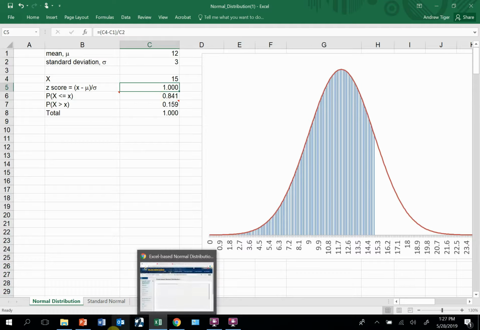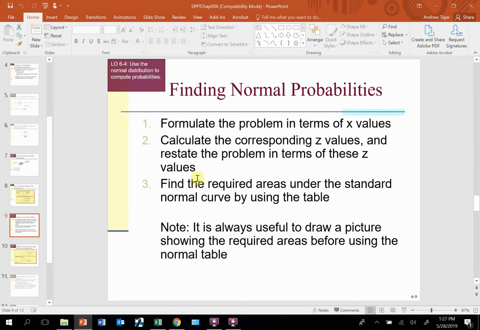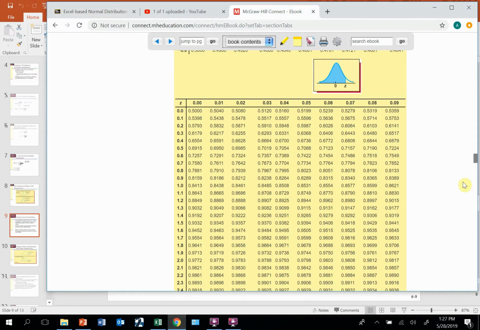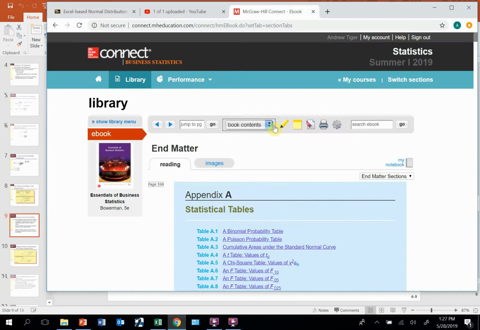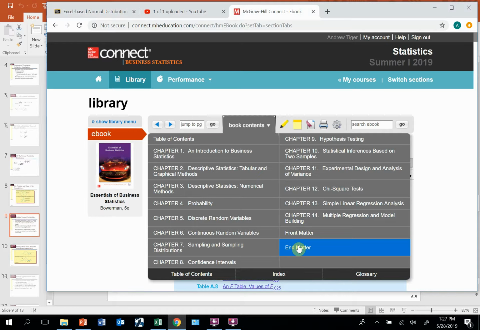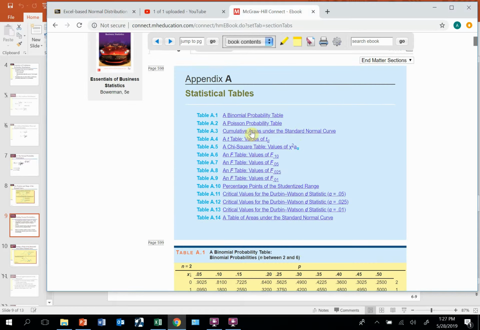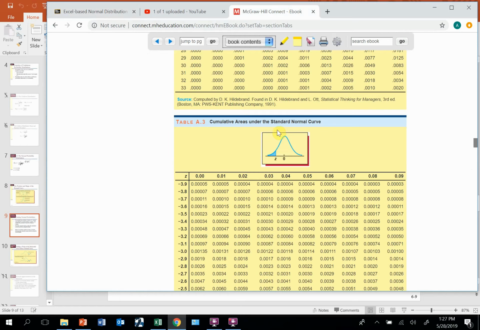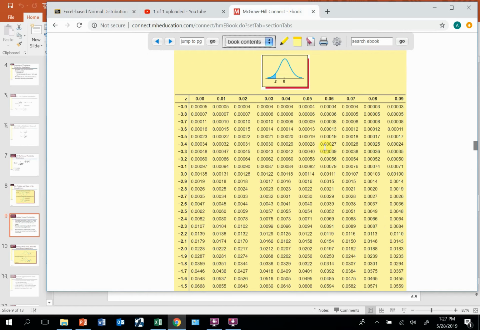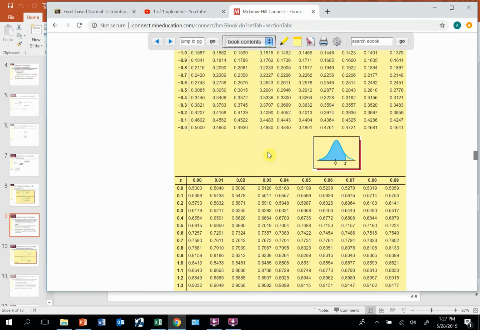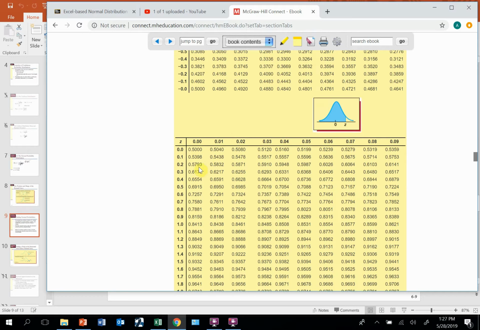Once you have your z-score, then go to the table in the back of the book. I'll show you which one in just a minute, and find the area under the standard normal curve. So in the book, when you go to the book contents, go to table A3, cumulative areas under the standard normal curve, and it starts there. It has all the negative z's, and then it continues, and you can see it now has positive z's.